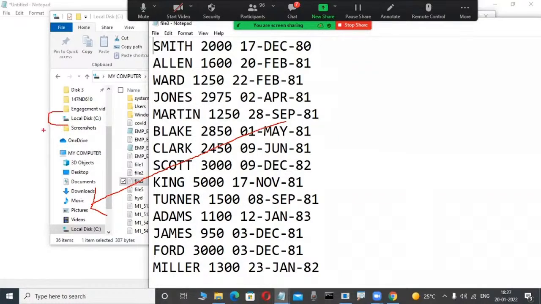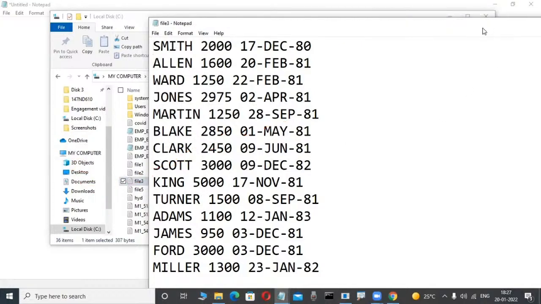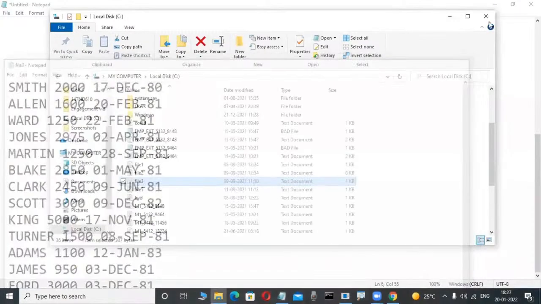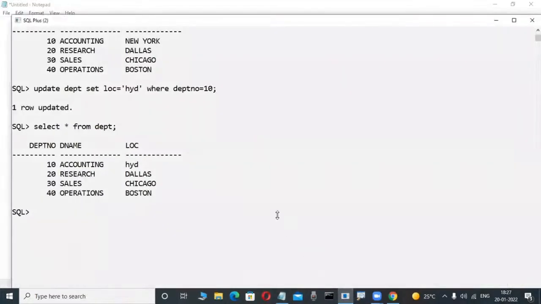You have to write a C program, Java program, .NET program, or Python program, and only then can you fetch the file data. That is very difficult, and you end up writing big application programs. But nowadays, database software is available. For example, these are relational database software.